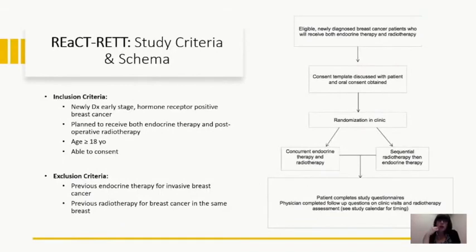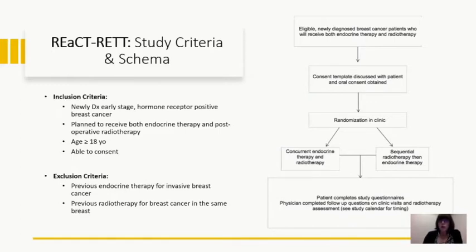So for this study, again, we had a defined but broad population with early stage breast cancer patients having hormone responsive disease who were planned to receive treatment with endocrine and radiation. They had to be over the age of 18 and able to give verbal consent. There were really very few exclusion criteria, so this is quite a large population that we see in the clinic.